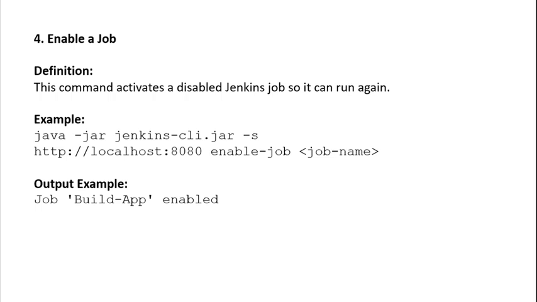Fourth is enable a job. This command activates a disabled Jenkins job so it can run again. For example, java -jar jenkins-cli.jar -s http://localhost:8080 enable-job and the job name, build app. The output is: job build app is enabled.